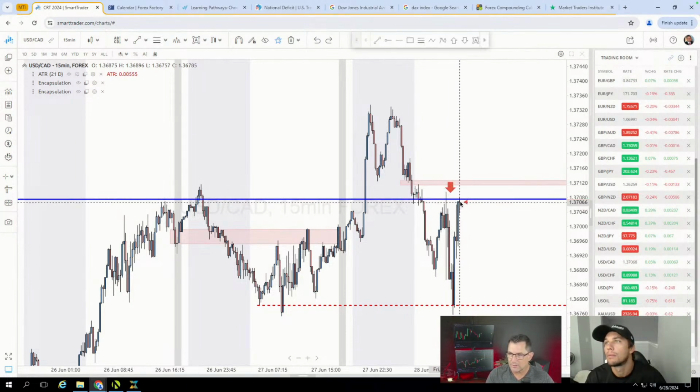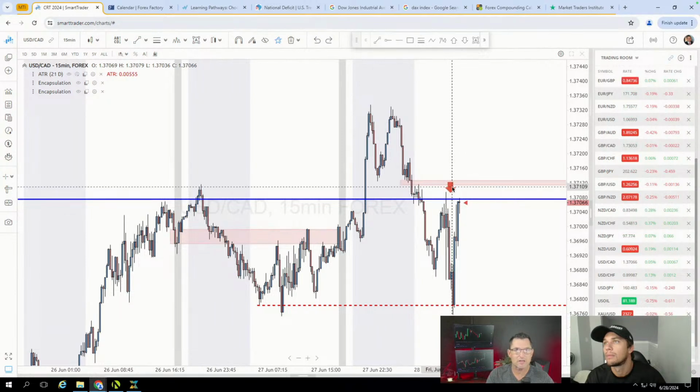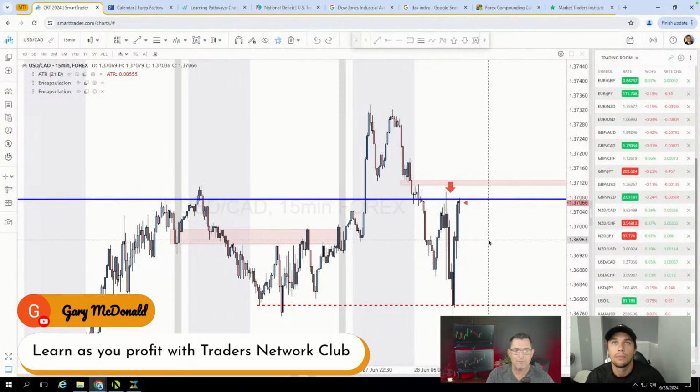So when you look at this, I'm not too worried about this because I still believe that price is going to have to clear up this or take the stop, and then move back down south again. All right. This is the thing, traders.